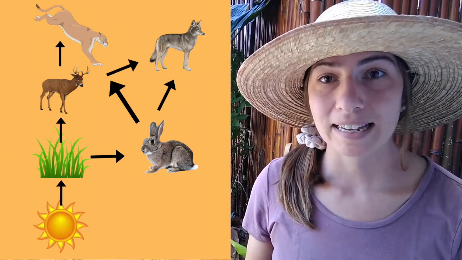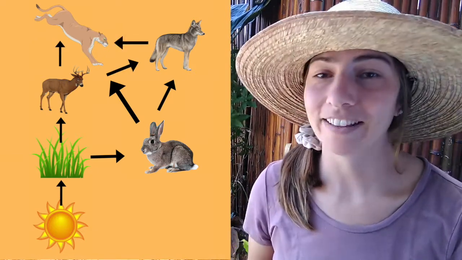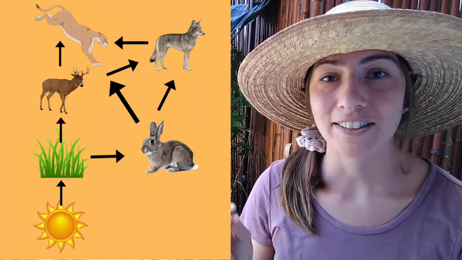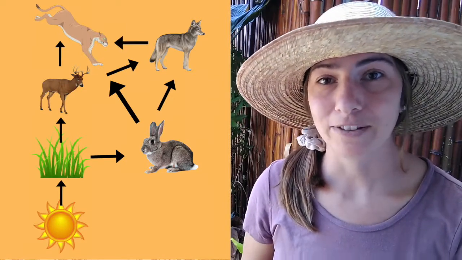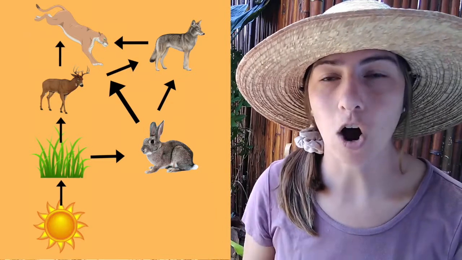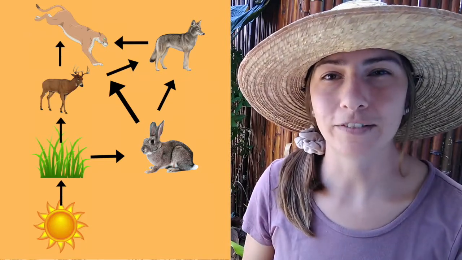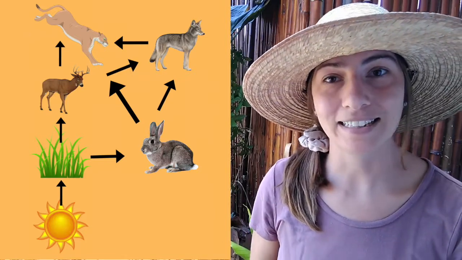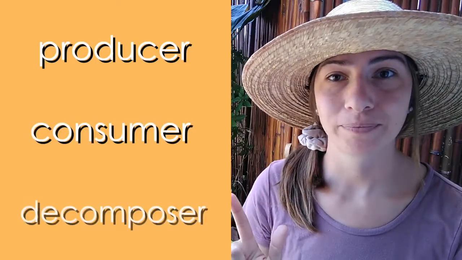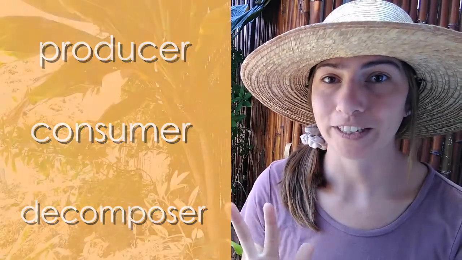And then what might eat that coyote? You got it, the mountain lion. And so that mountain lion might eat that coyote. And now we start to see how all of these organisms, all of these living things are connected through our food web. Now, all of these organisms have an important role to play in this food web. They're either a producer, a consumer, or a decomposer.